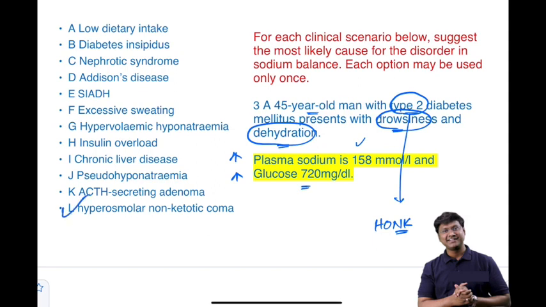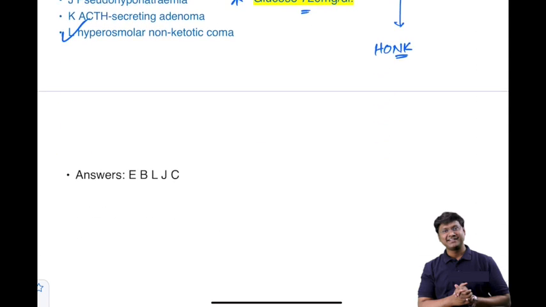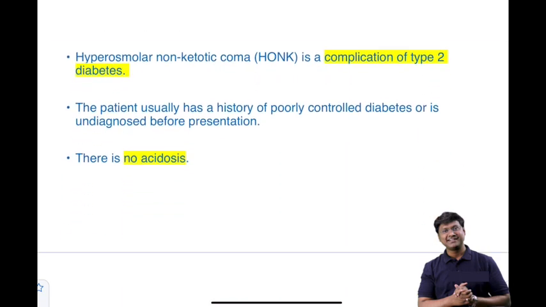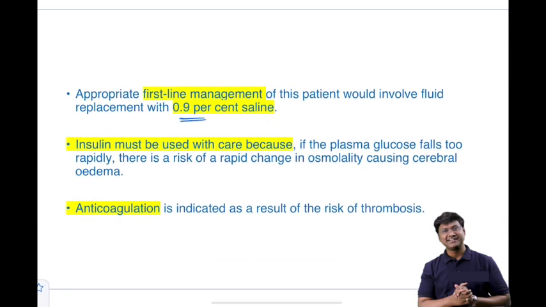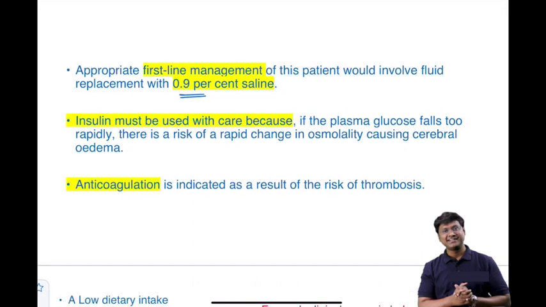So the answer in this question is hyperosmolar non-ketotic coma, which is a very, very important complication of type 2 diabetes mellitus. The very important part of HONC is that it is non-ketotic. That means the ketone bodies are absent. Because the ketone bodies are absent, there is no acidosis. What is the first line management? You need to give normal saline. Always remember, don't give insulin first, either in hyperosmolar non-ketotic coma or diabetic ketoacidosis.